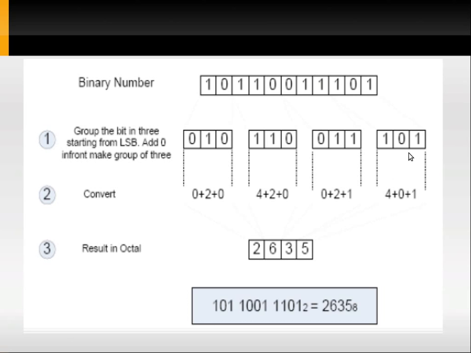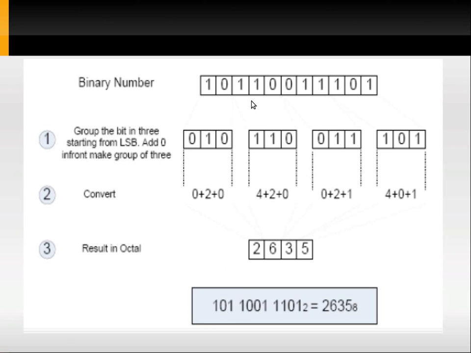See here, 2 power 0, 2 power 1, 2 power 2. So 2 power 0 into 1 plus 2 power 1 into 0 plus 2 power 2 into 1. There you would be getting 1 plus 0 plus 4, therefore it is nothing but 5. So you can also go with power expansion. So 2635 is the equivalent octal representation of the binary value 10110011101. So this is how we are going to convert a given binary number into octal form.